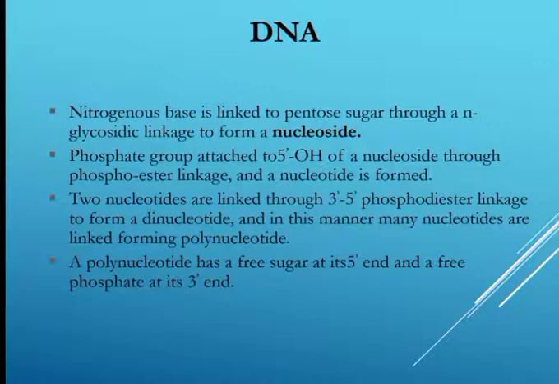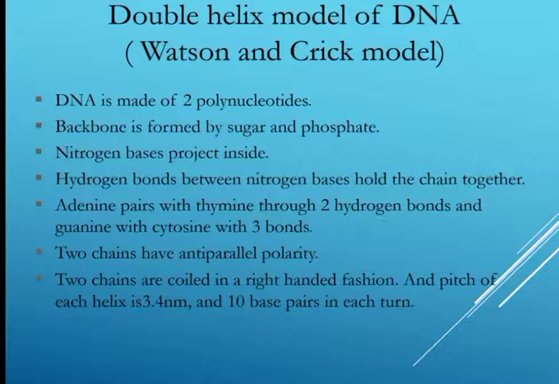Then two nucleotides link through 3' 5' phosphodiester linkage, and it forms the dinucleotide, and a polynucleotide chain is formed in this way. A polynucleotide chain has a free sugar at its 5' end and a free phosphate at its 3' end. Then we have studied that DNA is made up of two polynucleotide chains, and the backbone is formed by sugar and phosphate. Nitrogen bases project inside. Hydrogen bonds are present between the nitrogen bases, which hold the chain together.